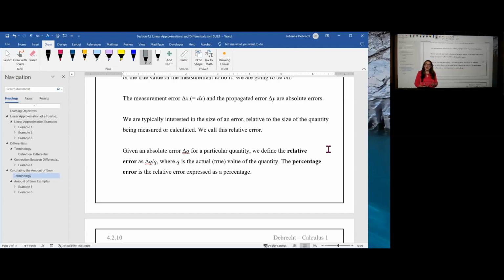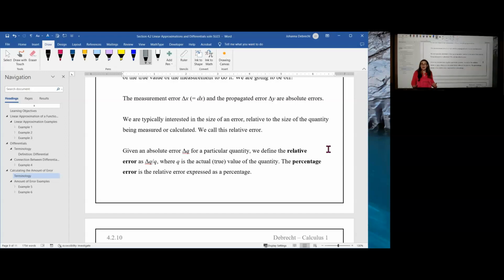It depends on the relationship between the measured value and the thing being measured. What is the relative error? If we have an absolute error, delta Q, for some quantity, the relative error is given by delta Q divided by Q, where Q is the actual true value, the actual distance from here to the moon.